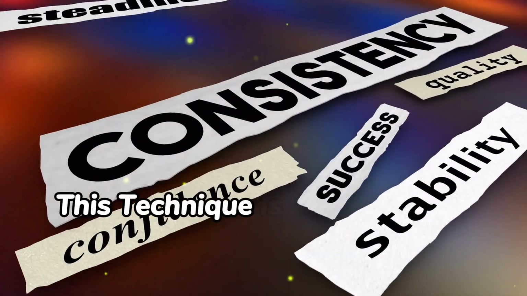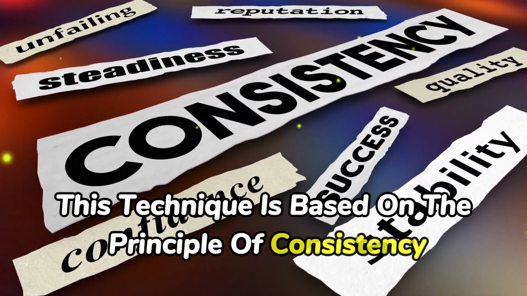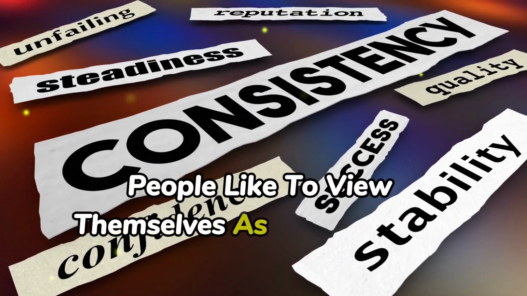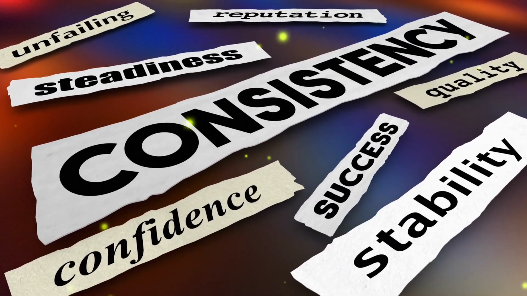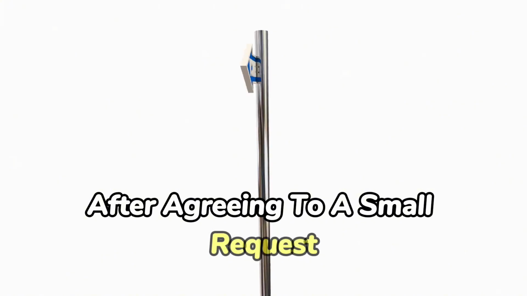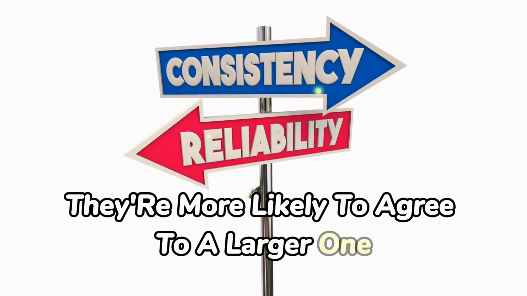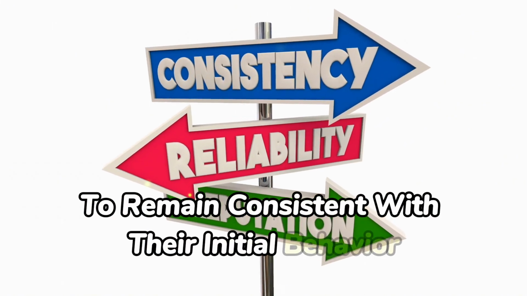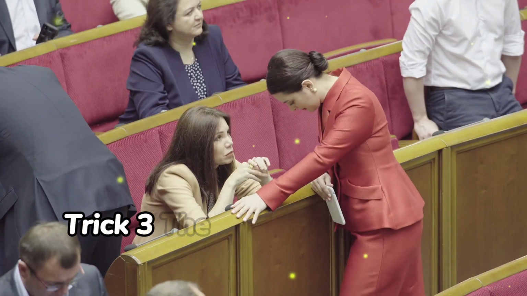Why it works. This technique is based on the principle of consistency. People like to view themselves as consistent in their actions and beliefs. After agreeing to a small request, they're more likely to agree to a larger one to remain consistent with their initial behavior. Trick 3. The authority principle.